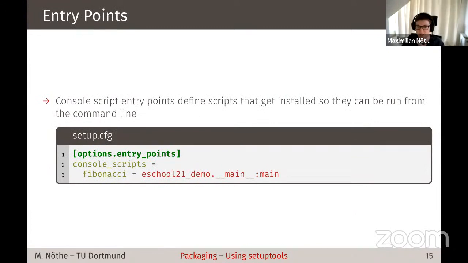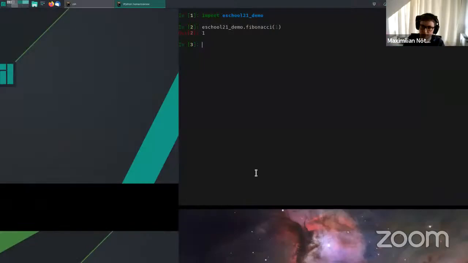So for example, we can add entry points to our projects. And entry points basically mean you can define executables on the command line. So here I define a new entry point called fibonacci, and I have to specify what Python script and what main function it runs. And this is in eSchool21 demo, in the standard main file, I want to run the main function. So let's look at this.